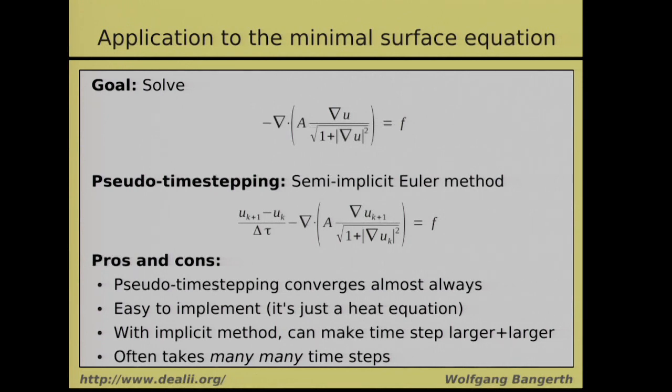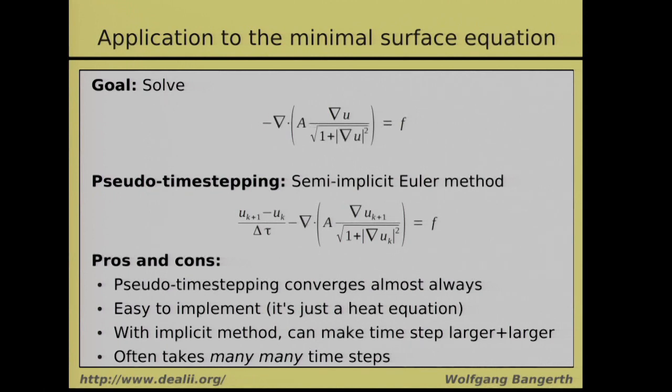If I use an implicit method, I can make the time step larger and larger so that I get quicker to tau equals infinity, or at least tau large enough. The downside is that in many examples, I need a lot of time steps. So let's say in the example of the Euler equations of gas dynamics, I might need thousands of time steps. Each one of these time steps is not particularly expensive, but I need a lot of time steps before I get close enough to the solution. So that's sort of the downside.